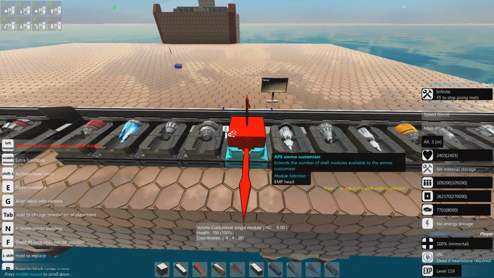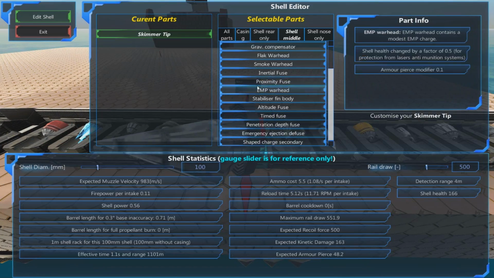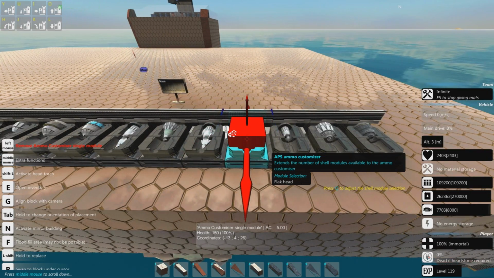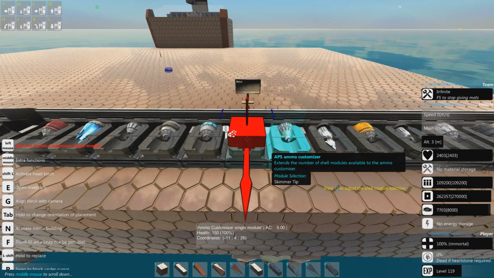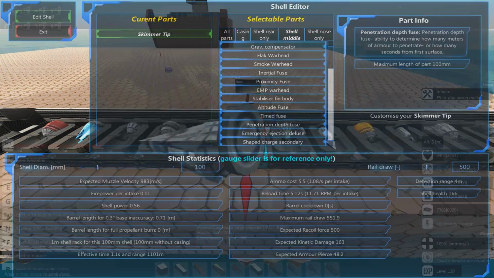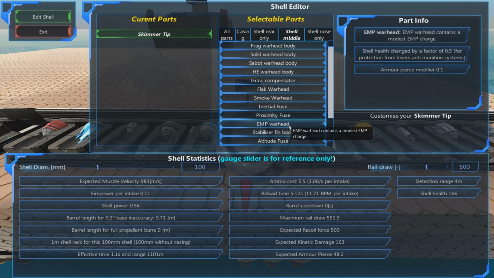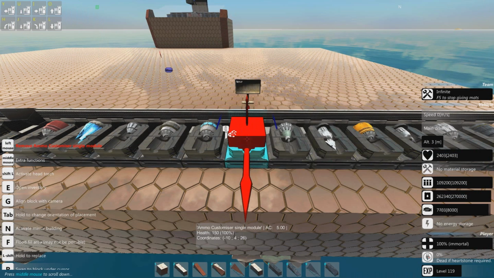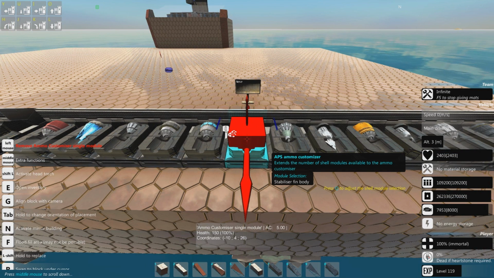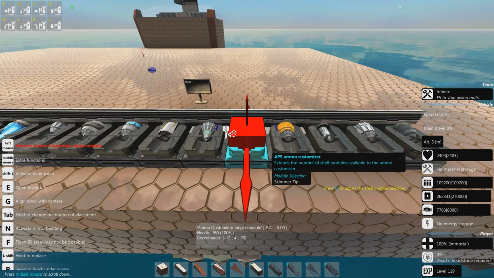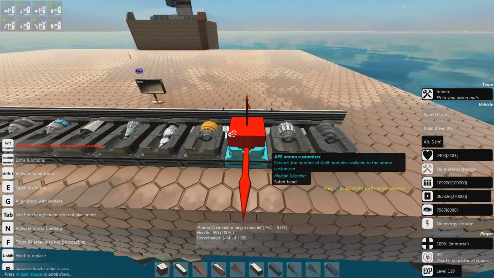What? Hang on. Whoa, whoa. Why is the Skimmer Tip here twice? Am I crazy? Am I a crazy person? Hang on, Emp Head. Emp Head, did I miss something? Oh no, Stabilizer Fin Body. There we go. Why did I change that? That's weird. Skimmer Tip. Flak Head, same as before.